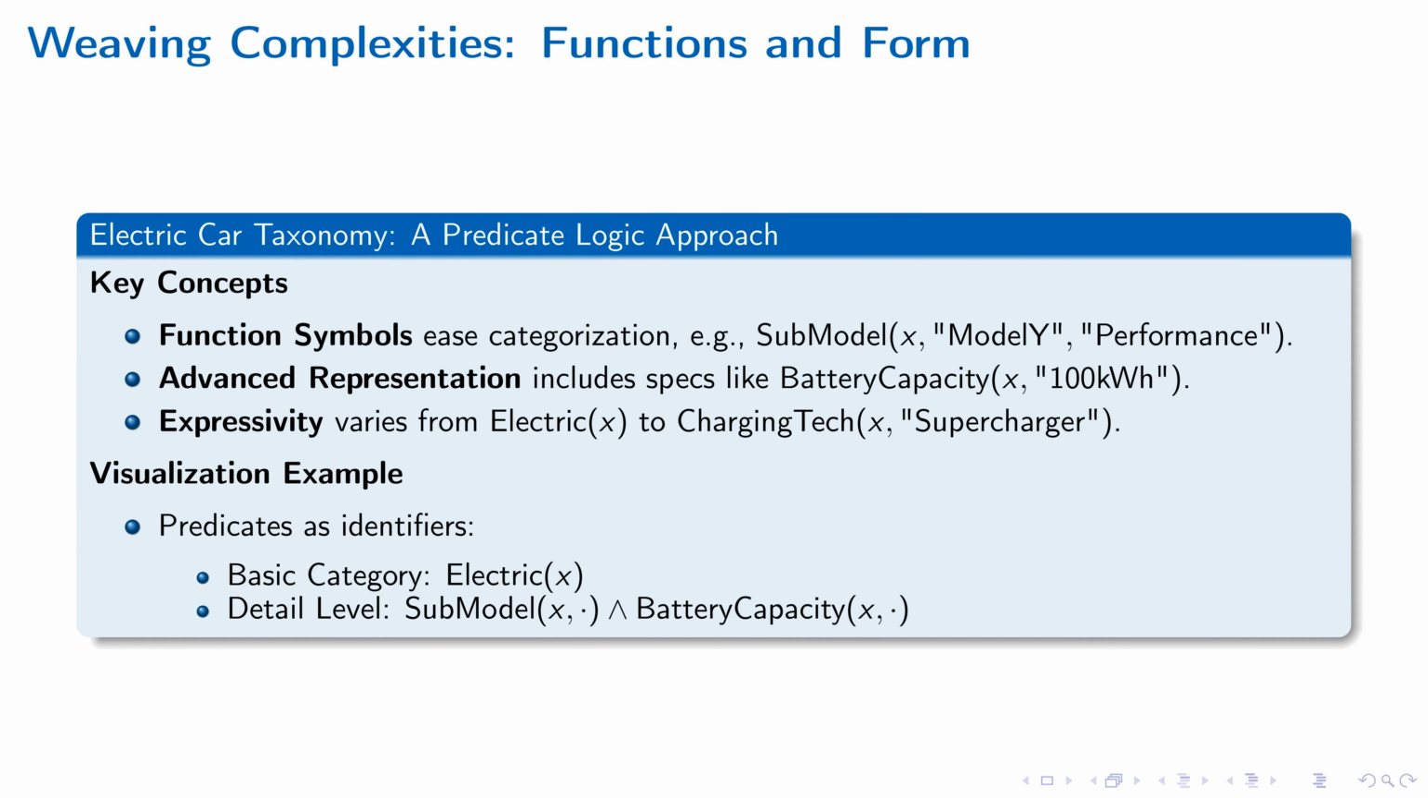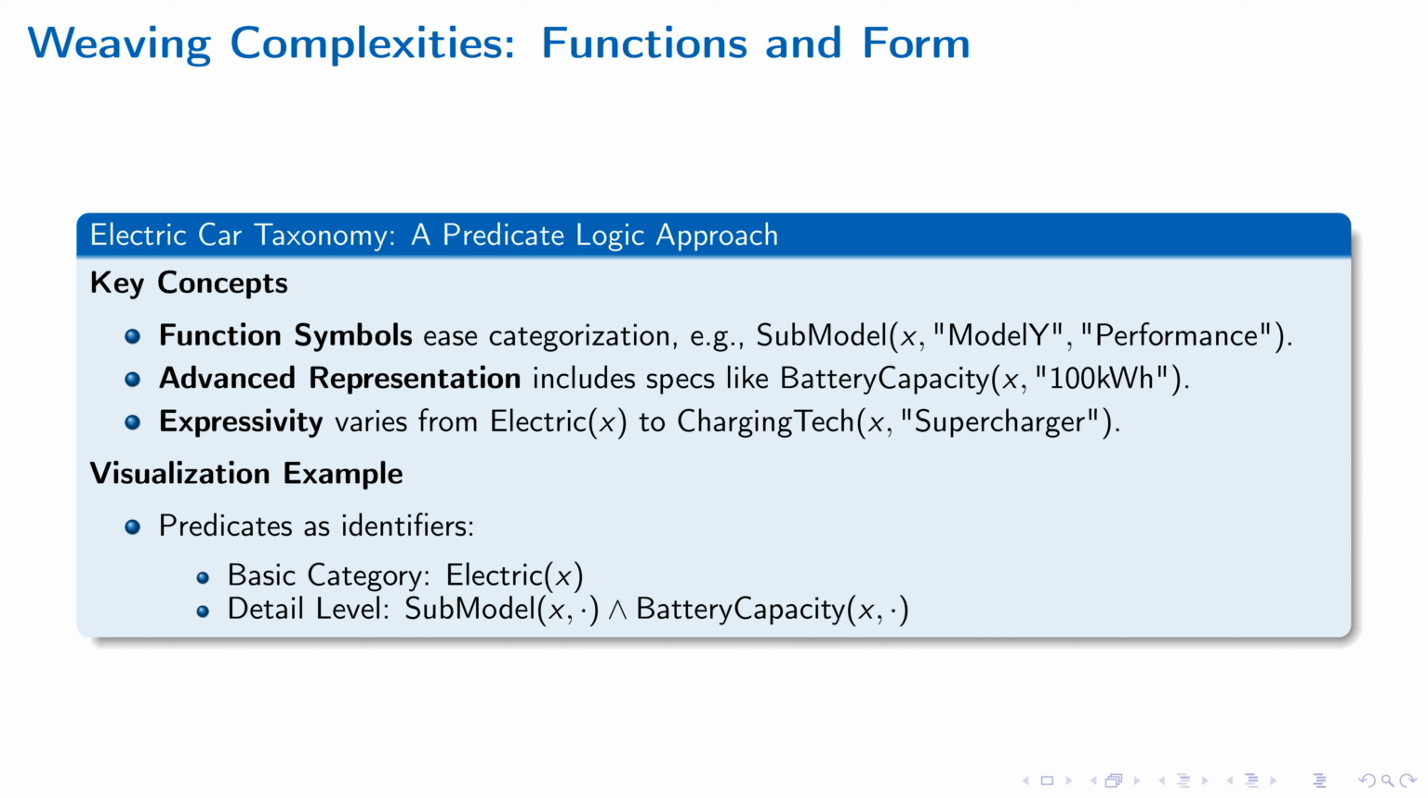Function symbols such as submodel and battery capacity enrich categorization in predicate logic. Take, for instance, the symbol submodel denotes a car's model or performance, while battery capacity indicates a car's battery capacity, say 100 kilowatt-hours. These symbols aren't just categorizing attributes, they enhance expressivity, from denoting a car as simply electric to identifying its distinct charging technology like supercharger.